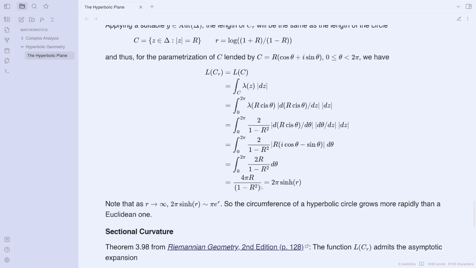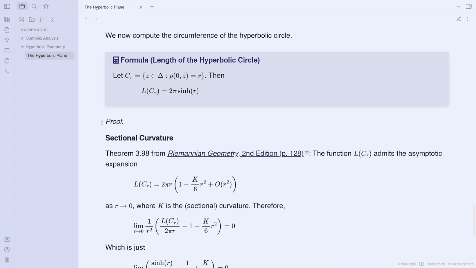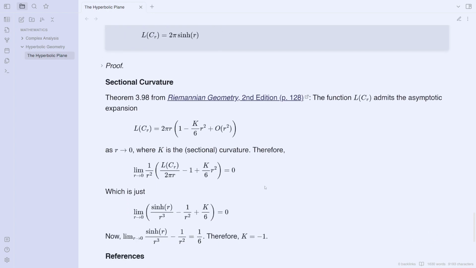Now, one thing to note, this is where I said it's going to give you some intuition for the geometry of hyperbolic space. As r goes to infinity, my circumference grows exponentially. Now, this is compared to Euclidean space. Your circumference in Euclidean space grows linearly, since it's 2 pi r. In hyperbolic space, it's going to grow exponentially. Again, the circumference of a hyperbolic circle is going to grow faster than the Euclidean one, and this result establishes that. That's important, because now we can get a feel for the curvature of it.